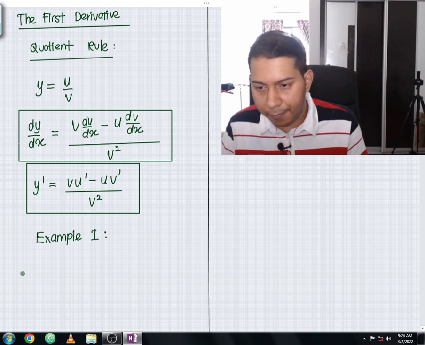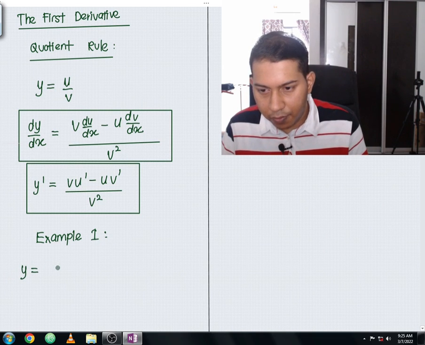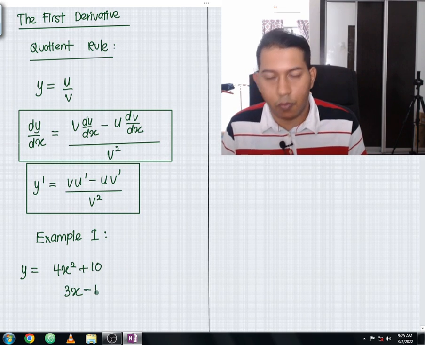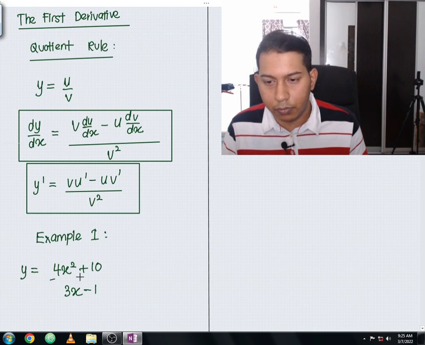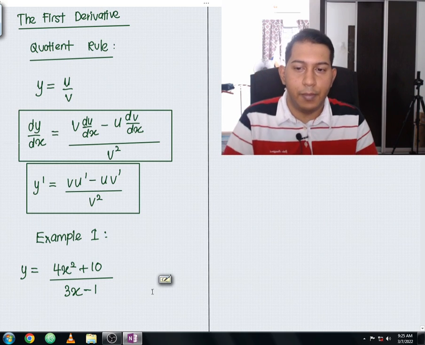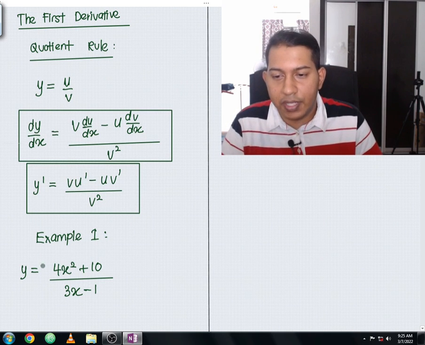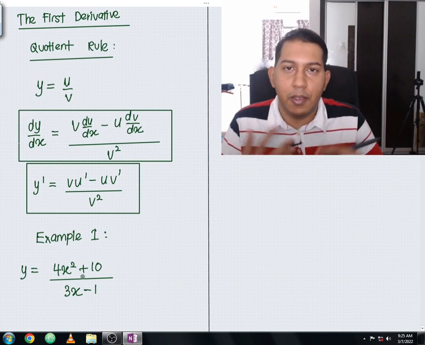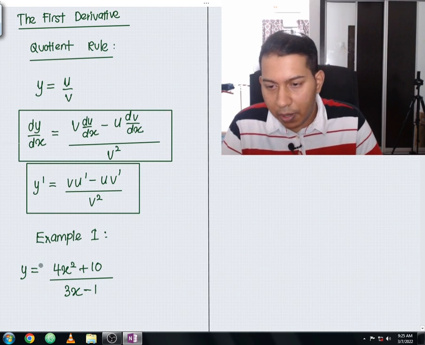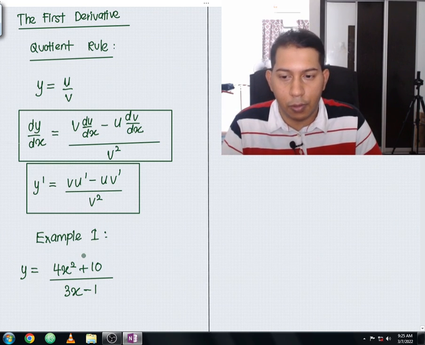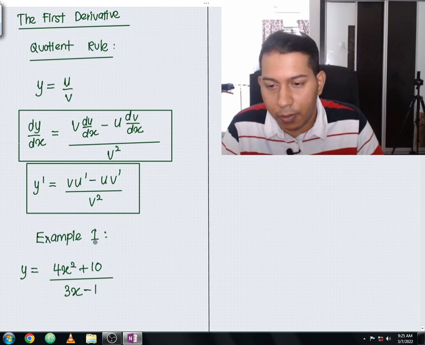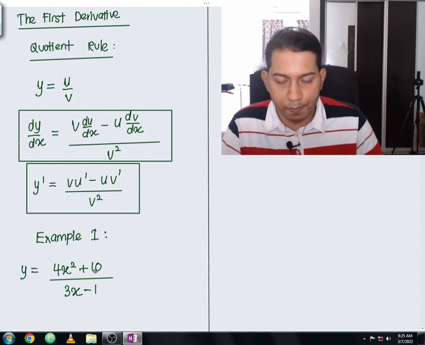So given that y is equal to 4x squared plus 10, and then you divide by 3x minus 1. Let me underline the fraction. So let's say the question asks you to find the dy dx of this term. So how are you going to find this? When you come across this term, that means you need to use the quotient rule, when you're involving the fraction line.